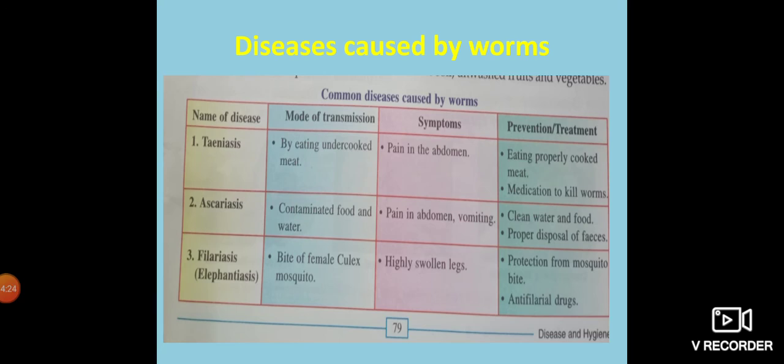We can prevent it by eating clean food and drinking clean water, and also by proper disposal of feces. Through the feces, the eggs are discharged into the soil, and these eggs may be in unclean food and water. If we happen to drink unwashed fruits and unclean water, what happens?